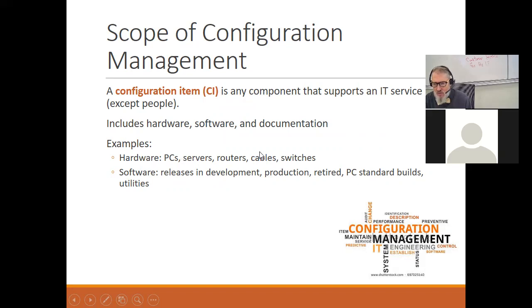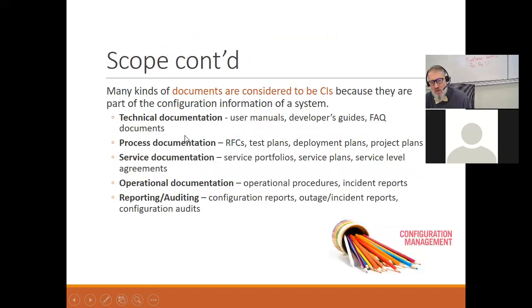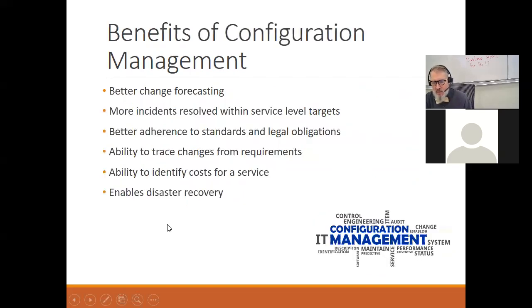It could be any of these things here: some hardware things like PCs, routers, cables. It could be software that you have on your server, or it could be documents. All of the documents mentioned here could be configuration items. The configuration items will be mentioned in the configuration management system, and data will be stored about them in the configuration management database. You have a configuration management database.